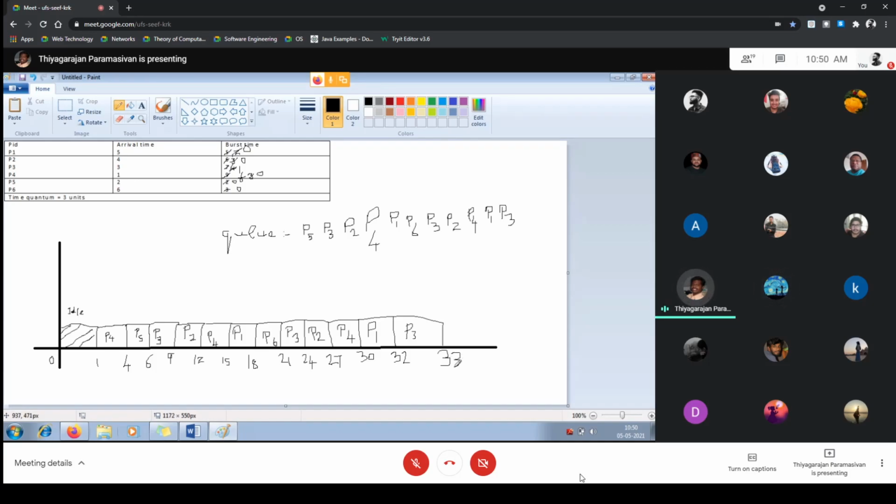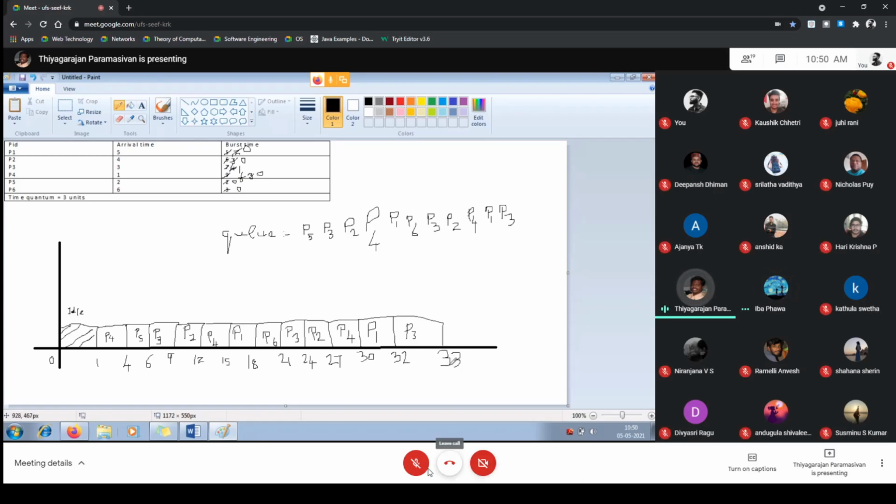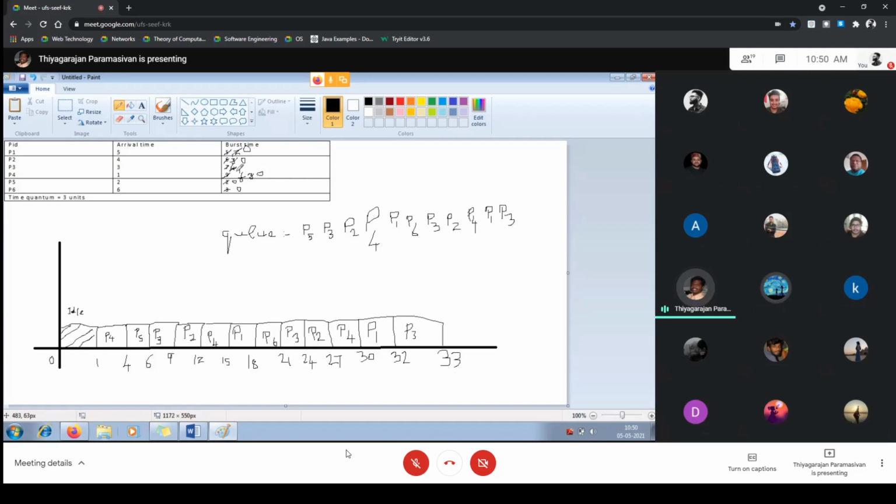So what is next? Again, we have to follow the 4 steps. We check whether any jobs arrived between 32 and 33. No jobs, so you skip the first 2 steps. Third step is to reduce the burst time by the time quantum. We allocated only 1 unit, so 1 minus 1 will become 0.